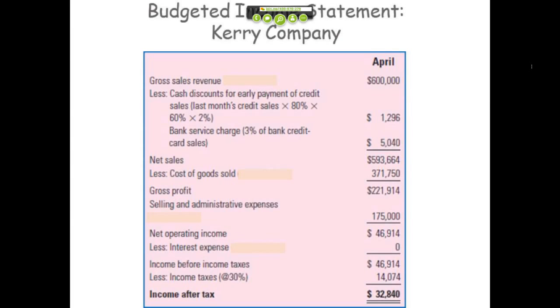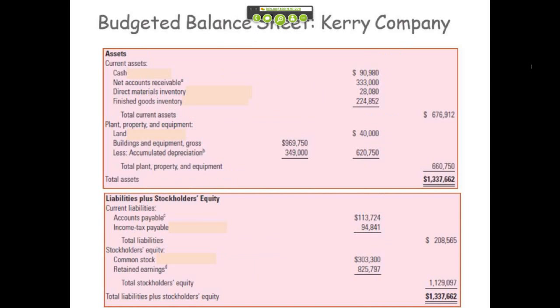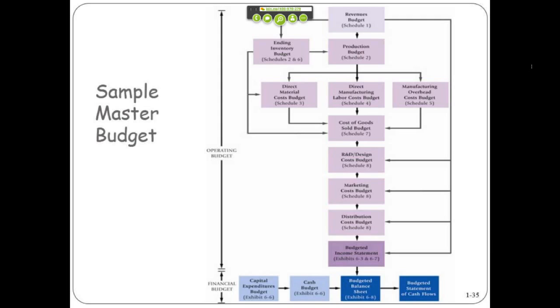Pro forma income statement. Pro forma balance sheet. Again, just taking numbers that you've already created and adding them to or subtracting them from your starting position on the balance sheet. This is just a summary of the process.